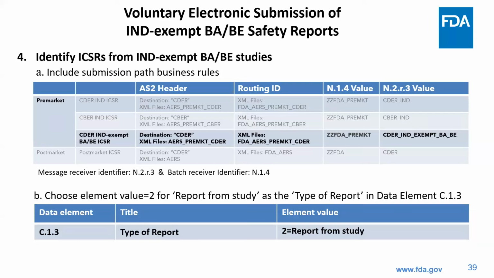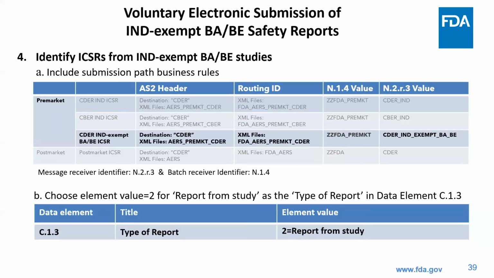Once the submitters have their system ready, all the information needed, and are ready to submit the safety reports, at this point it is critical to correctly identify ICSRs from IND-exempt BABE studies. First of all, by complying with the business rule for submission path. As shown in this table, there are FDA-defined header attributes and routing IDs specific for CDER premarket ICSRs, and also message and batch receiver identifiers specific for IND-exempt BABE safety reports.